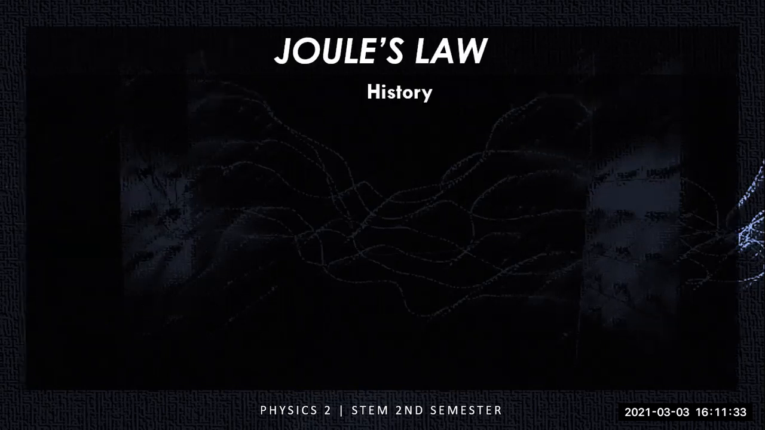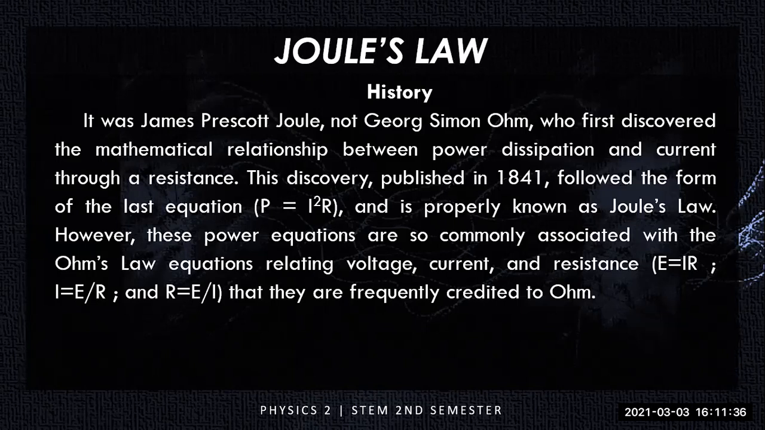Next, let's have now the Joule's law. So what is this Joule's law? Most of the time, Joule's law is being associated to Ohm's law. In some references, they just input Joule's law to find for power, but without the credit to James Prescott Joule, who first discovered the mathematical relationship between power dissipation, or the power consumption, sa Tagalog, yung nakukonsumong kuryente, and current through a resistance. This discovery was published in 1841, followed the form of the last equation, P equals I squared R, and is properly known as Joule's law.